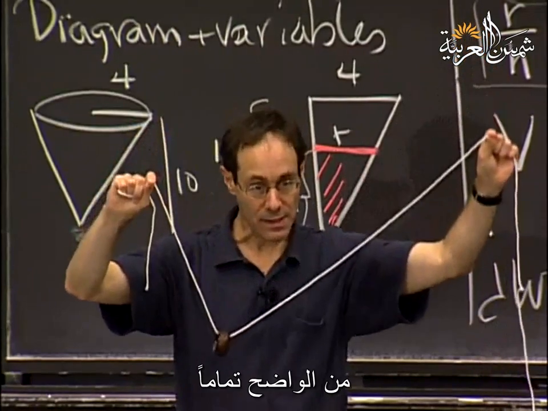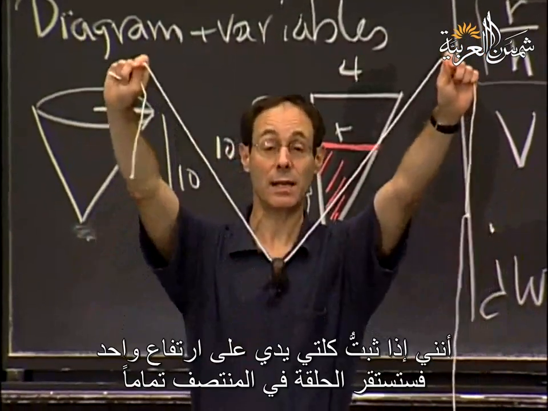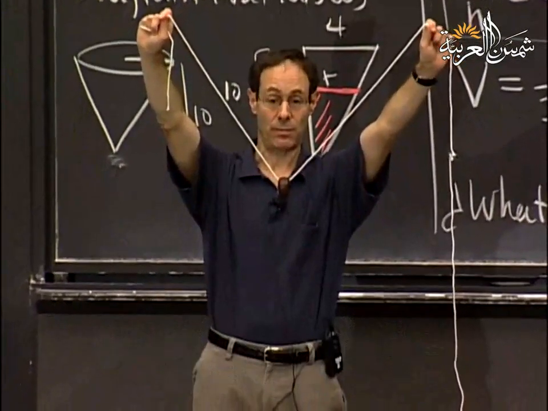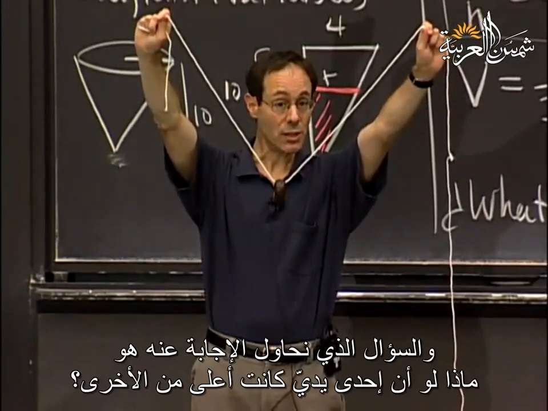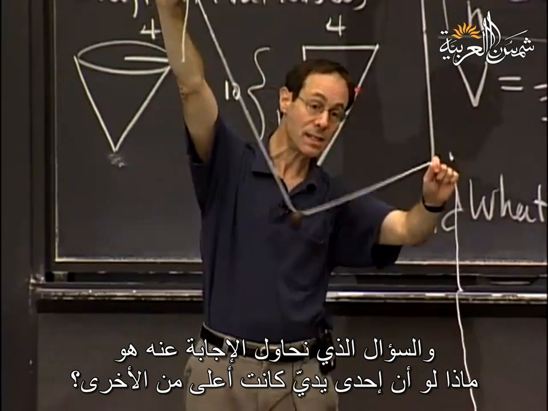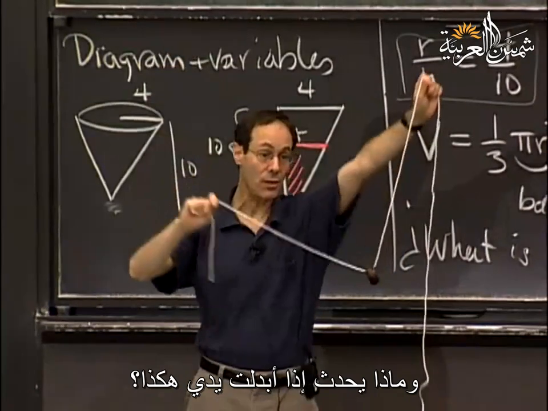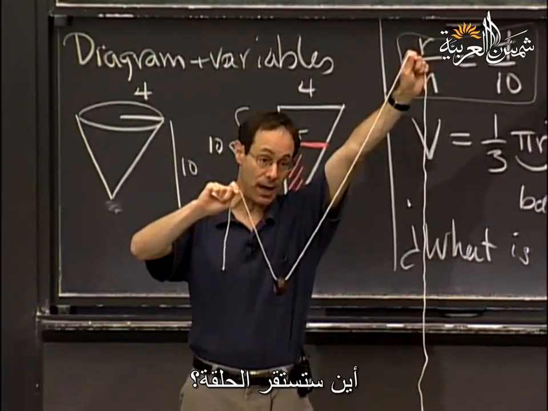Now, it's obvious, or should be maybe obvious, that if my two hands are at equal heights, it should settle in the middle. All right? The question that we're trying to resolve is, what if one hand is a little higher than the other? All right? What happens, or the other way? Where does it settle down?